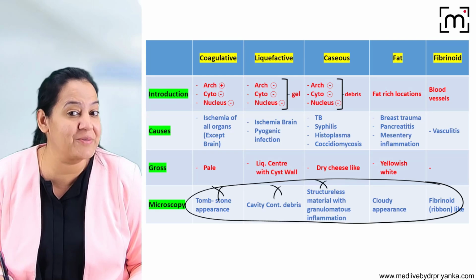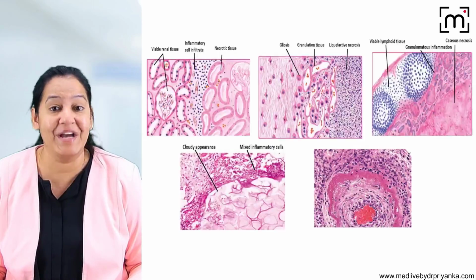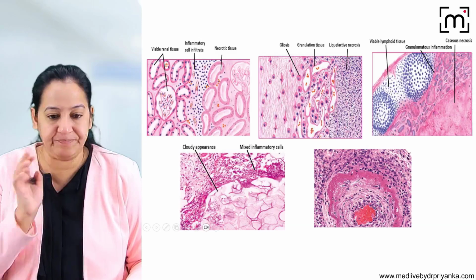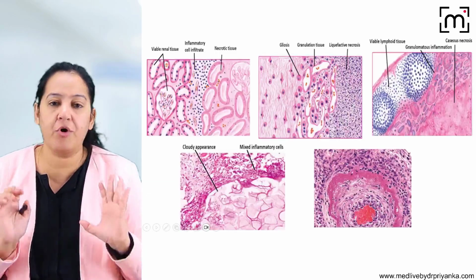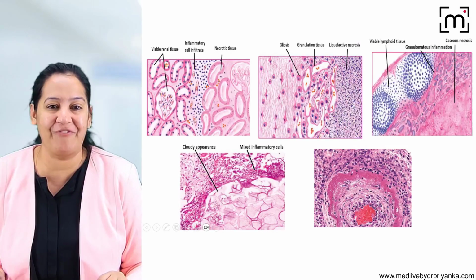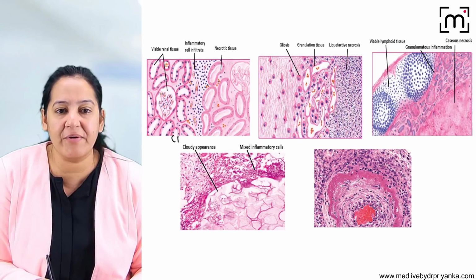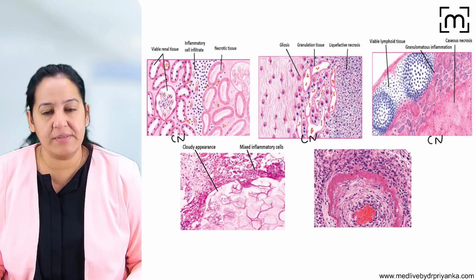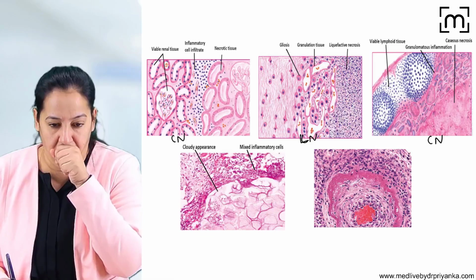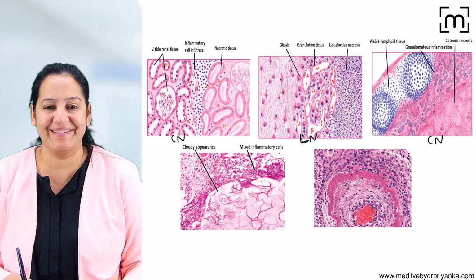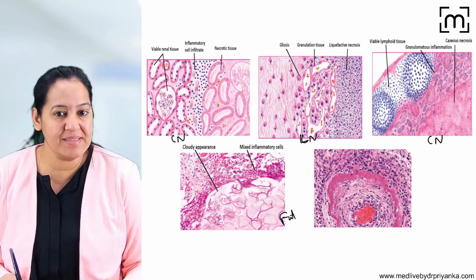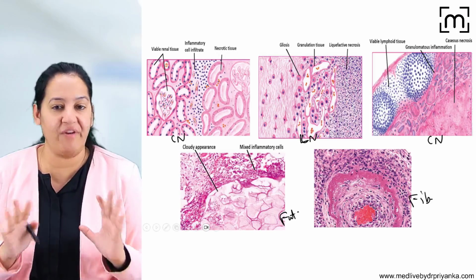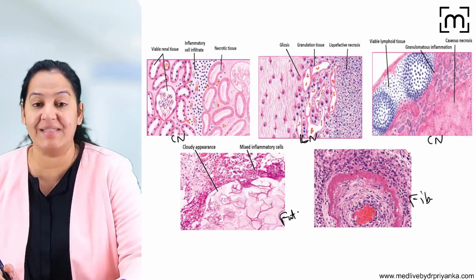Don't write microscopy. Please draw the microscopy. Microscopy is something you have to draw. You don't have to write. See the five microscopies in front of you. This is coagulative necrosis. This is liquefactive necrosis. This is caseous necrosis. I'm really sorry, this is fat necrosis and this is fibrinoid necrosis. You can see the microscopy of all five and compare them.